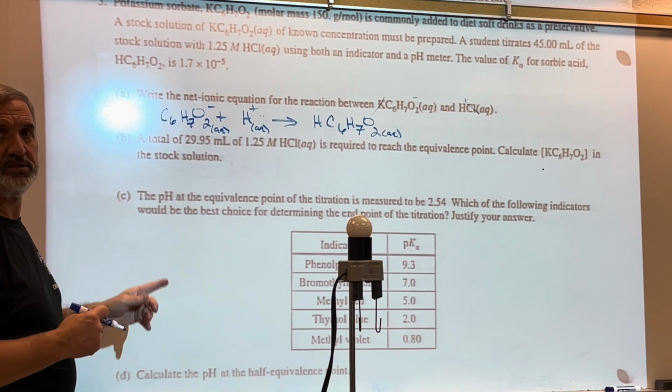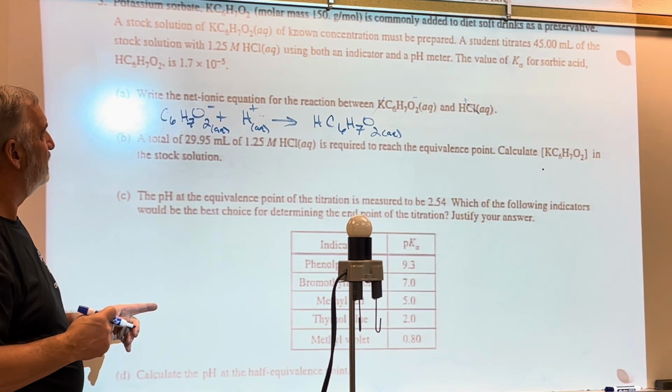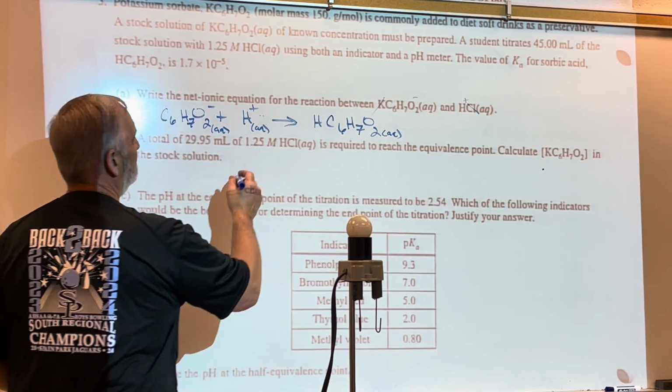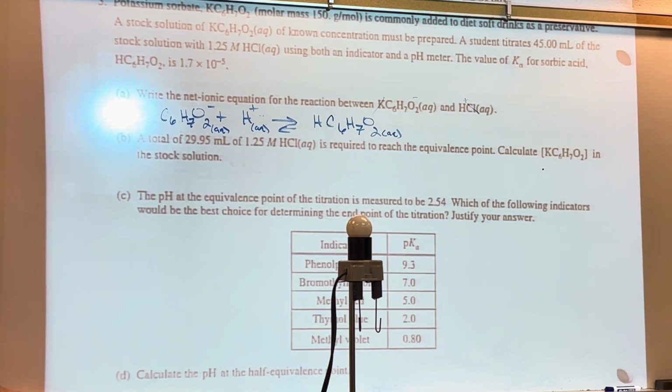Is it not the back and forth arrows only when it's a strong acid or strong base? Well, you can do both, it would definitely be that. But you would not get penalized for not having an equilibrium arrow either.